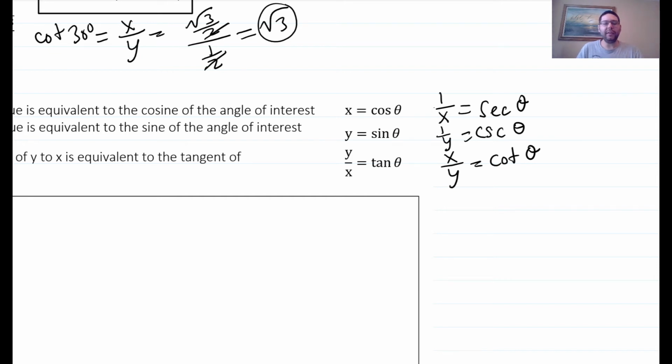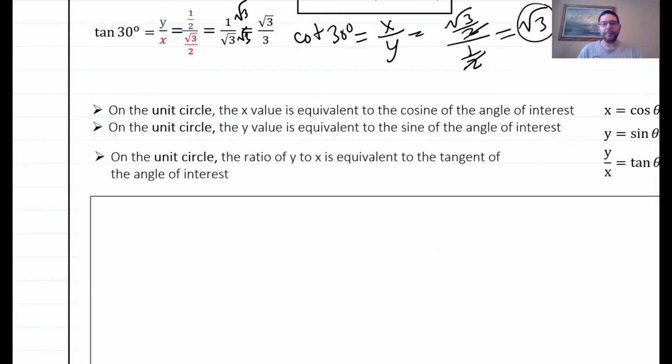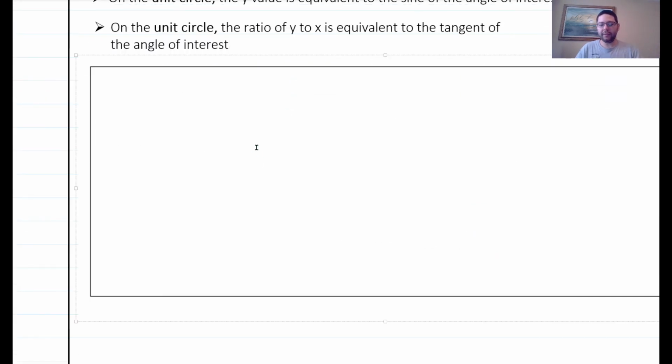Even though you'll have practices on the 6 trig functions, I'll only be quizzing you on the first 3 trig functions, sine, cosine, and tangent. Those are the ones that I really want to focus on as far as quiz is concerned. But on the practice, you will have all 6. All right, so that's that.